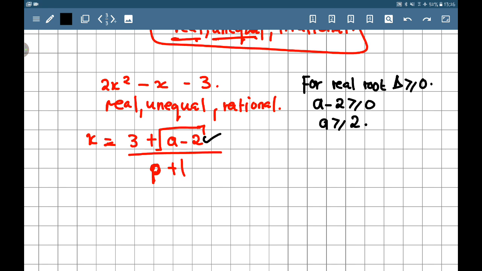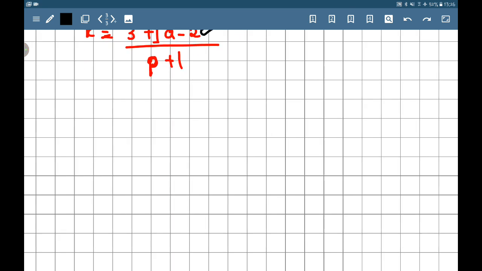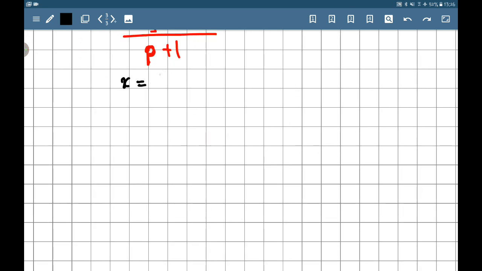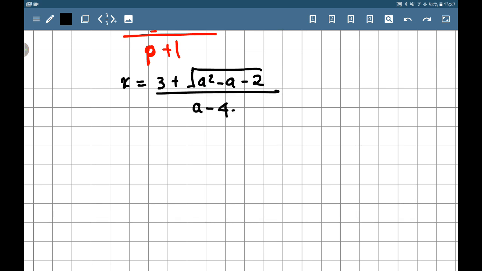Okay. So let's look into this. Let's say we have x is equal to 3 plus the square root of a squared minus a minus 2, all over a minus 4. And then you are asked, for what values of a will the roots be non-real? For what values of a will the roots be real? And let's say I'm gonna give you 7 marks for this.